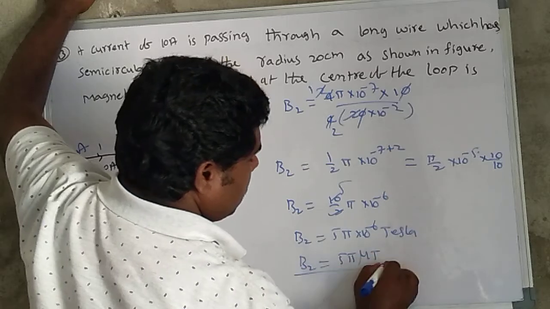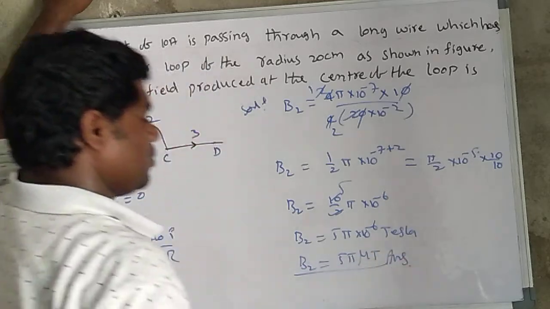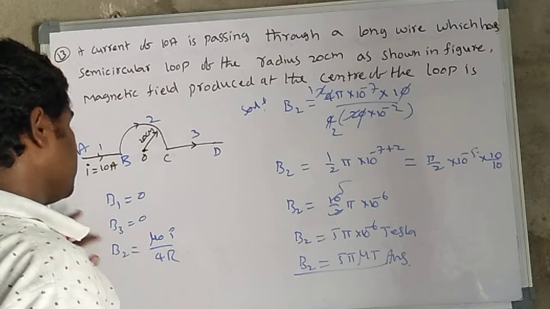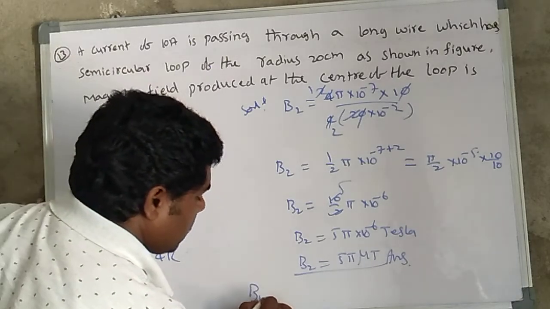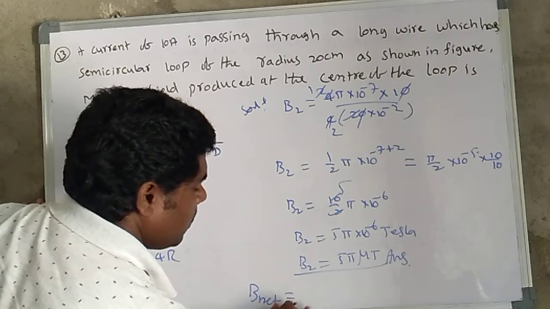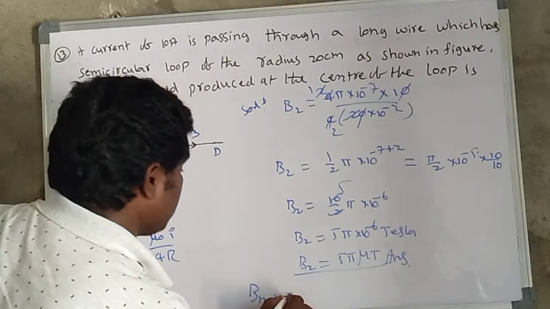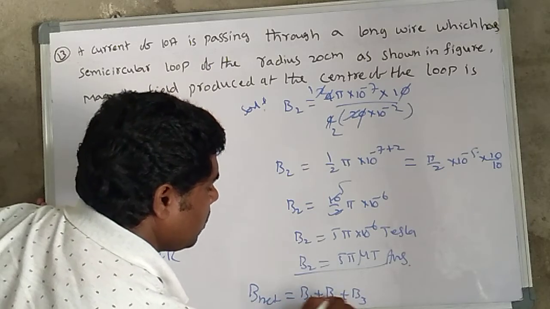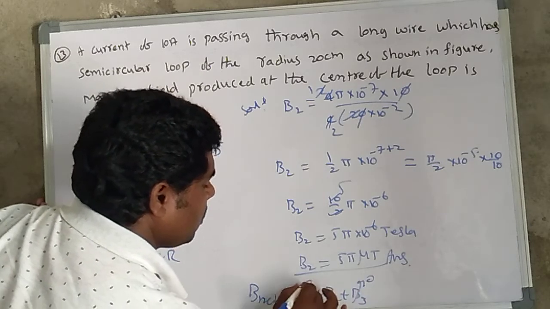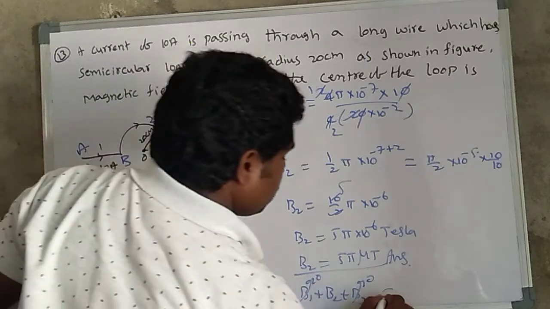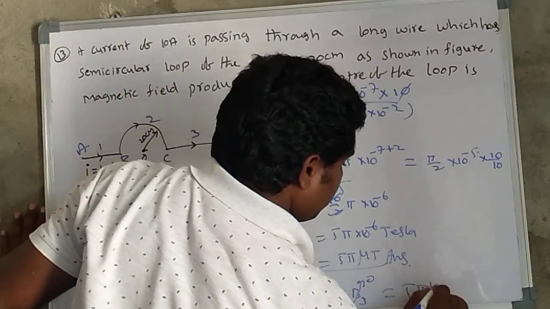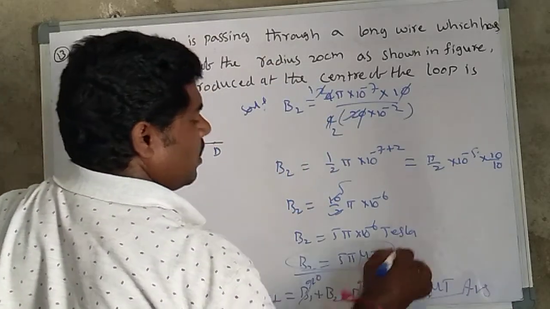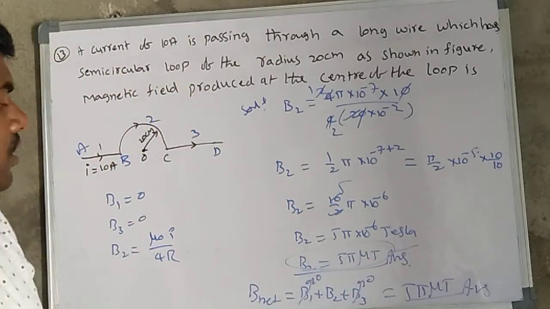This is the answer to the question, because net magnetic induction at point O is nothing but B1 plus B2 plus B3. This one becomes 0, this one becomes 0. That should be equal to 5 pi micro Tesla. This is the answer to the question. That's why I wrote here the direct answer to the question.